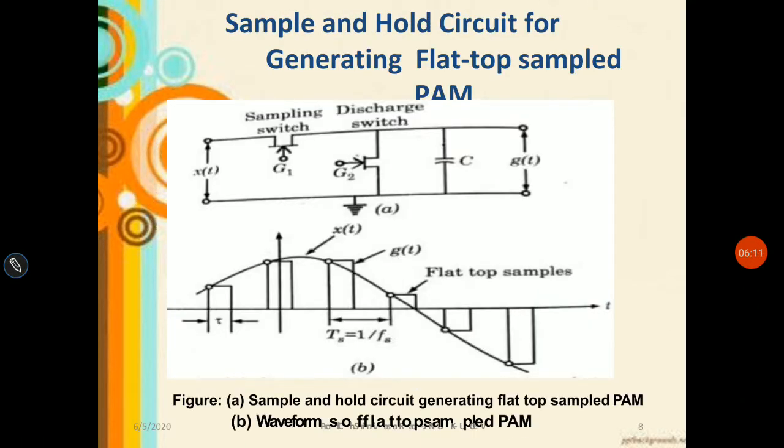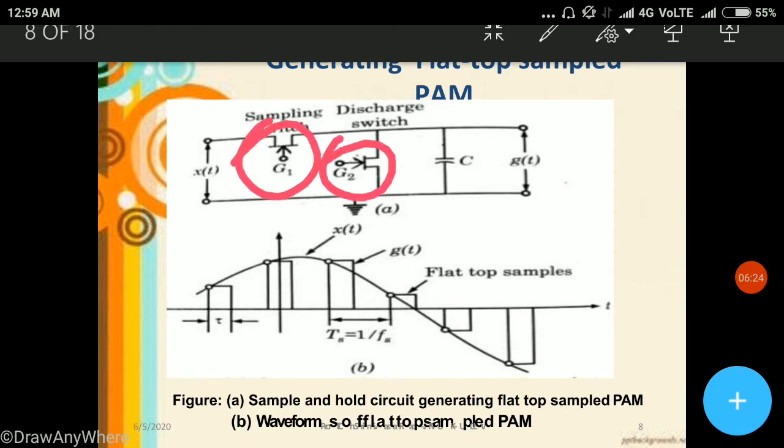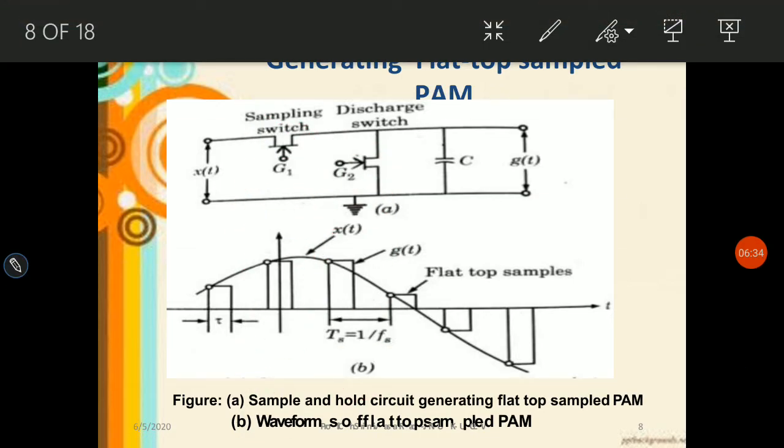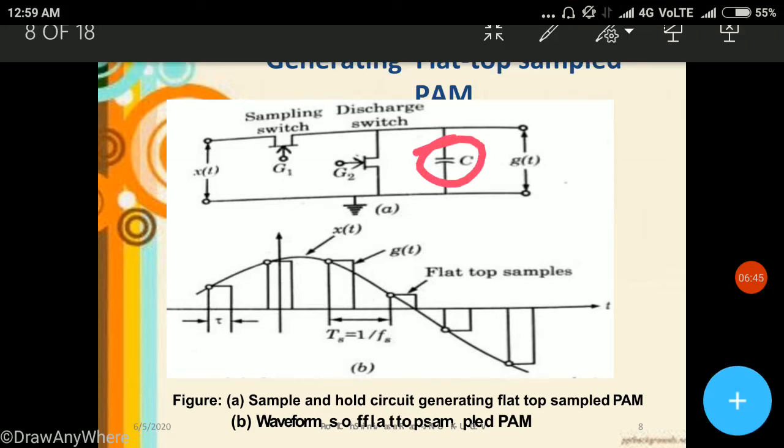Here is the circuit. It is a sample and hold circuit for generating a flat top sampled PAM. Here it uses G1 and G2. G1 is one FET and G2 is another FET. One FET is used as a sampling switch and the other FET is used as a discharging switch. And in this circuit there is a capacitor which holds the charge.